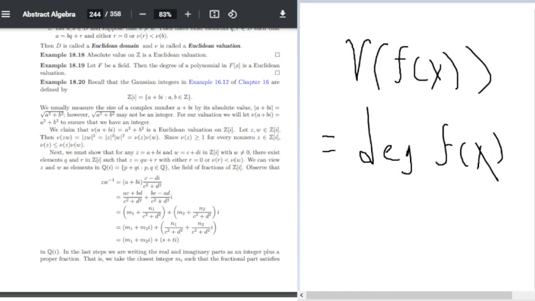Let z, w be in Z[i]. Then nu of zw is equal to the absolute value of zw squared, which is the absolute value of z squared times the absolute value of w squared, equals nu of z times nu of w. Since nu of w is greater than or equal to 1 for every non-zero w in Z[i], nu of z is less than or equal to nu of z times nu of w.